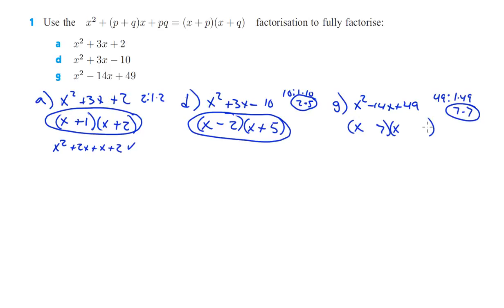And I know that my two factors here are 7 and 7, and they have to add up to negative 14, so they have to both be negative, because negative 7 and negative 7 adds up to negative 14, and negative 7 times negative 7 gives us positive 49. All right? Okay. Next one here.